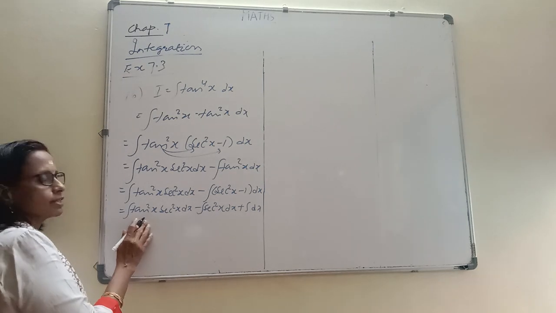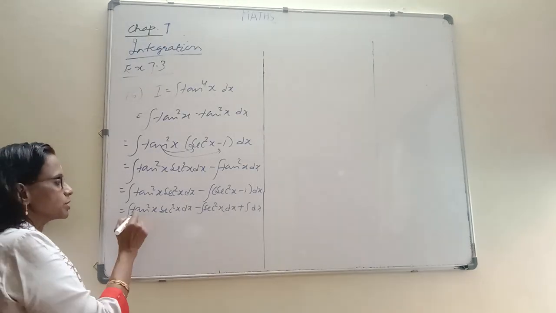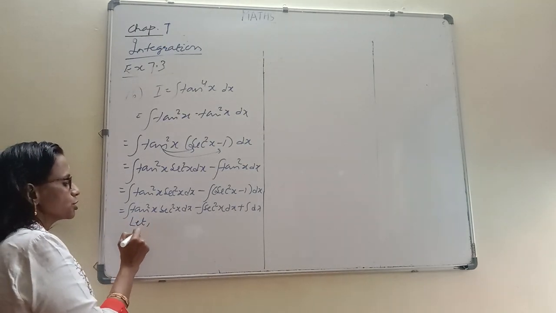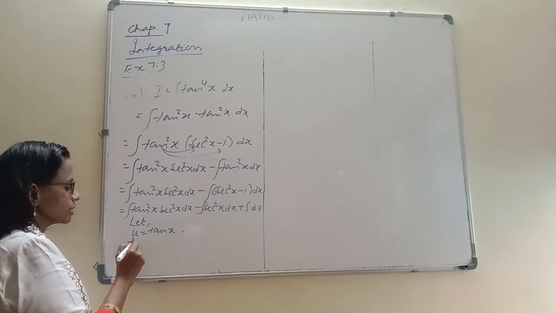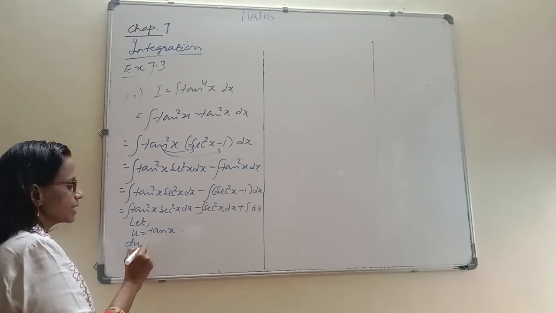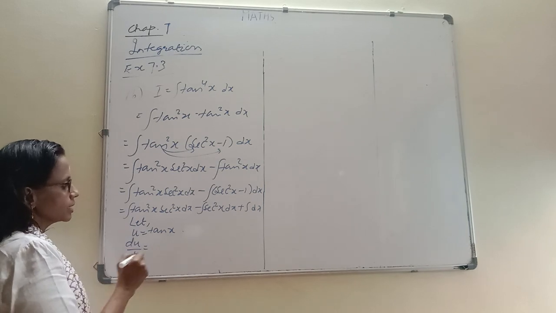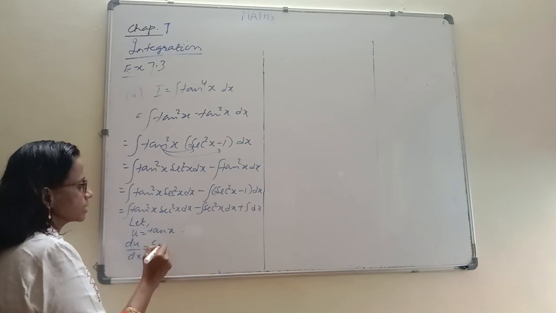Now here, this is not so very comfortable. So let's make a substitution u as tan x. So when u is tan x, you'll get the derivative du over dx as sec x tan x.